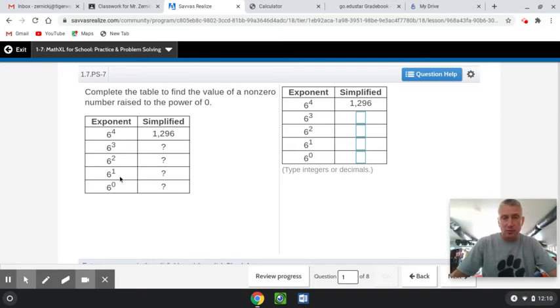Also understand we've worked with a few of these already: we have 6 cubed and 6 squared over here, and we already know they are perfect cubes and perfect squares. Well, maybe not 6 cubed, but 6 squared is 36. So there are some things that you kind of know. Now, if I'm trying to get 6 to the 4th power, and I want to know what 6 times 6 times 6 times 6 is, I can use my calculator to do that.